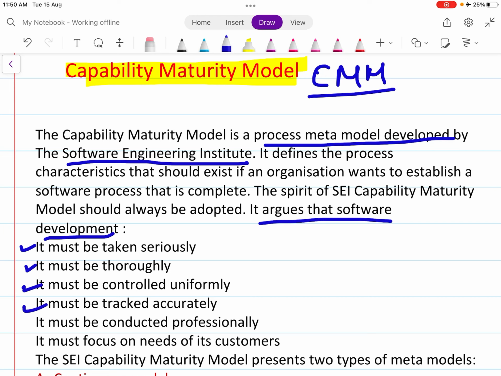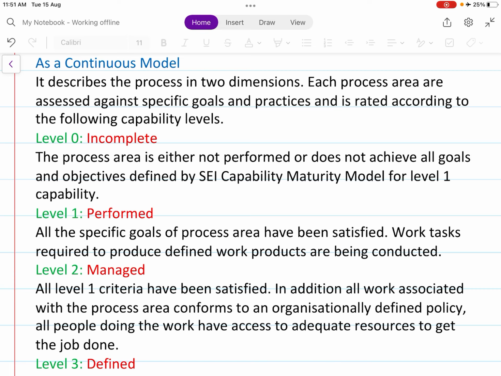So inside this, there are two meta models, a continuous model and a staged model. As a continuous model, it describes the process in two dimensions. Each process area is assessed against specific goals and practices and is rated according to the following capability levels.